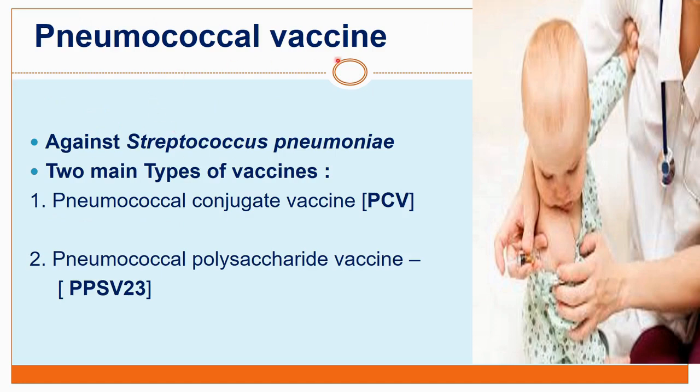So pneumococcal vaccine is produced against Streptococcus pneumoniae. There are two main types of vaccines. Number one, pneumococcal conjugate vaccine. So this is practiced in the schedule. Number two is pneumococcal polysaccharide vaccine known as PPSV23 or PPV23. And then pneumococcal conjugate vaccine is shortly known as PCV.